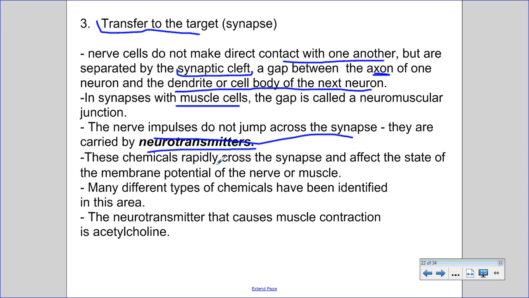These chemicals will rapidly cross the synapse by diffusion and will affect the state of the membrane potential of the nerve or muscle cell. Because it affects the state of the membrane potential, this will then trigger some type of action in that cell, either another action potential or contraction in a muscle. There are many different types of chemicals that have been identified in this area, and the neurotransmitter that we'll focus on is one that causes muscle contraction, which is acetylcholine.